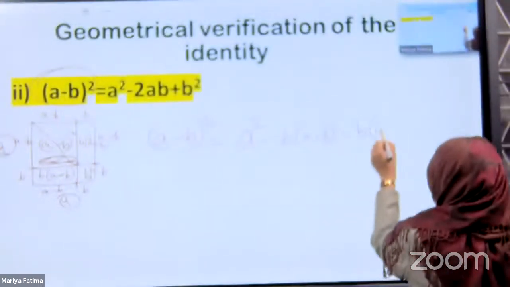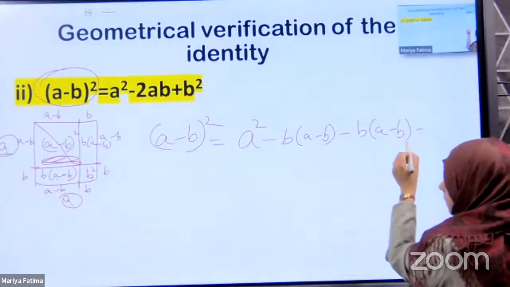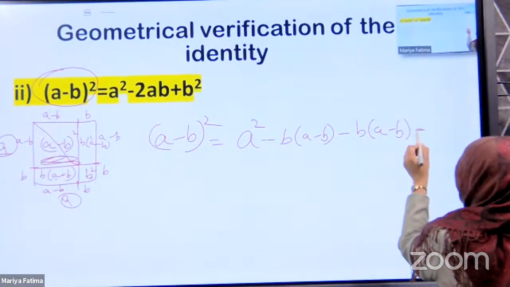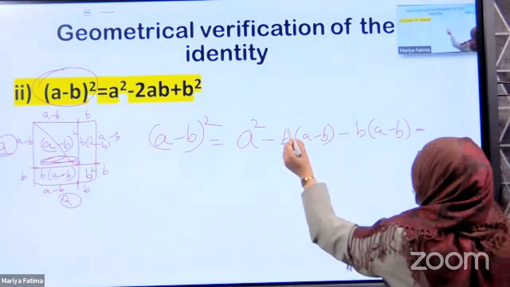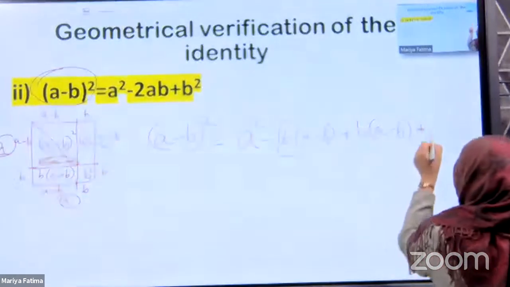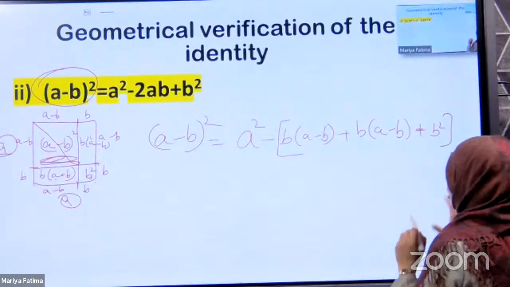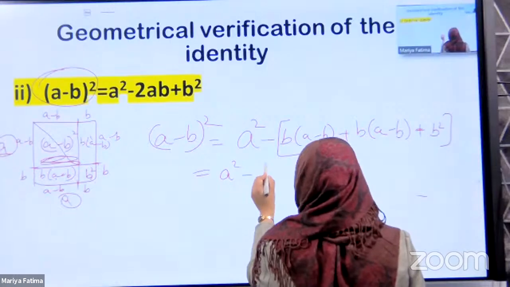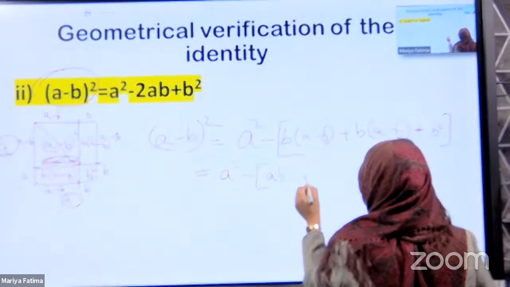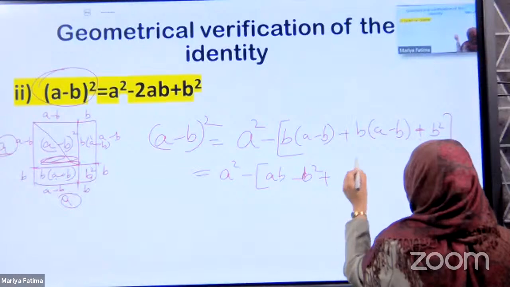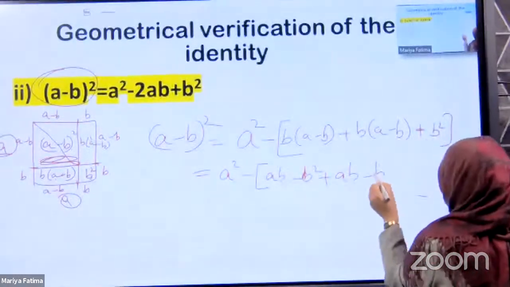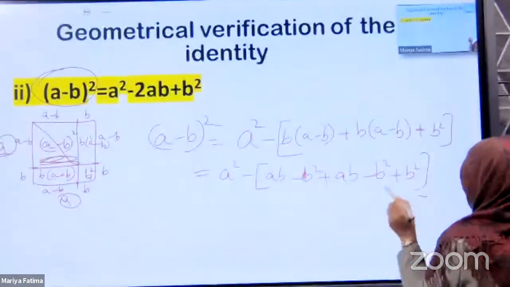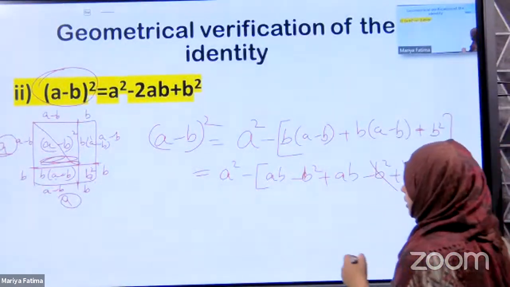We are subtracting b into (a minus b), b into (a minus b), and then minus b square. All this much part you have to subtract. So a square minus ab minus b square plus ab minus b square plus b square. Plus b square minus b square gets cancelled.